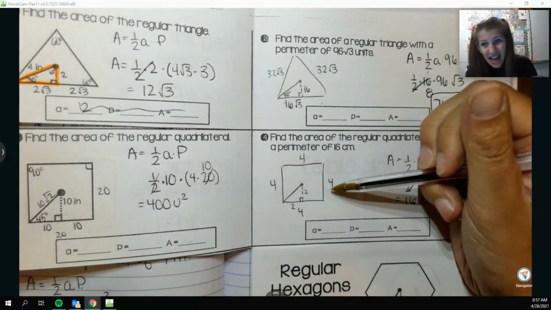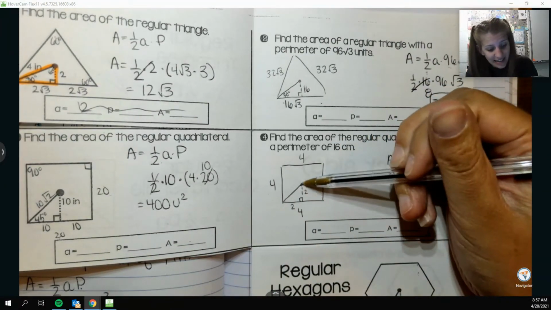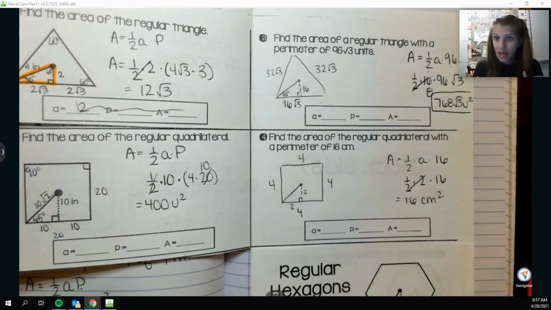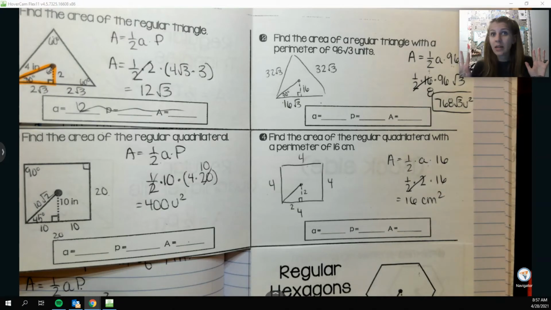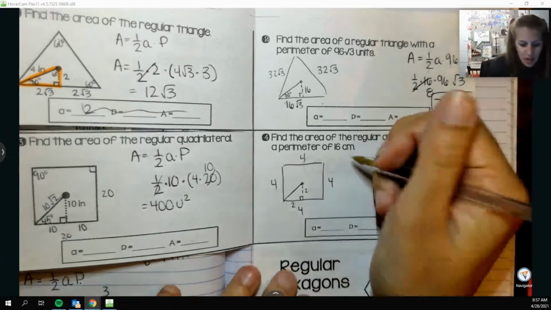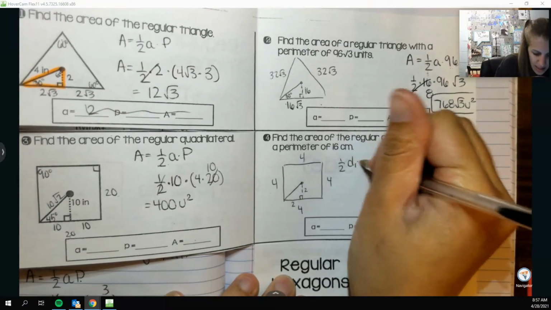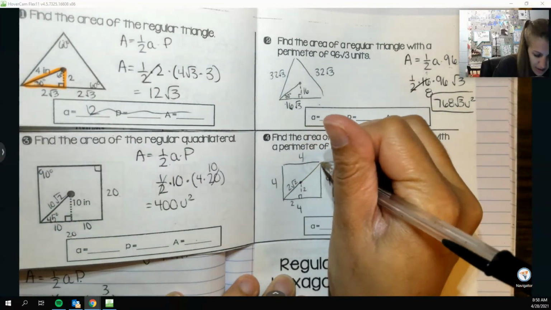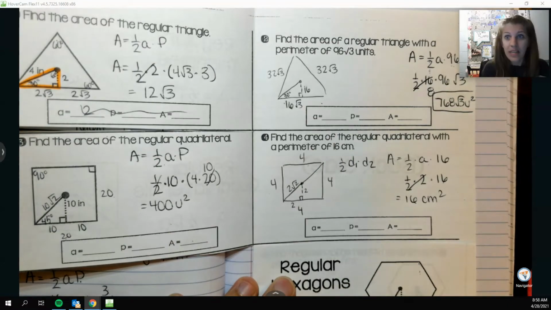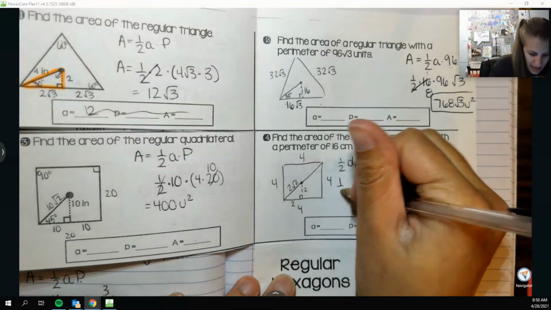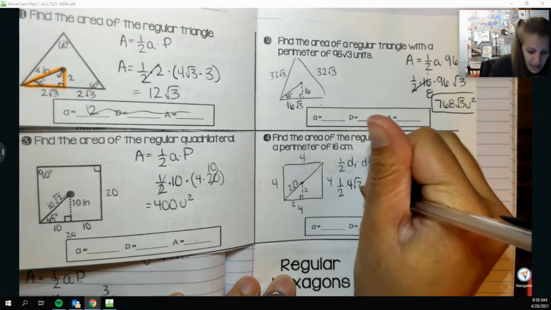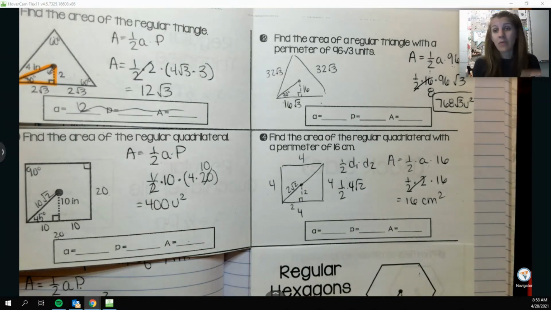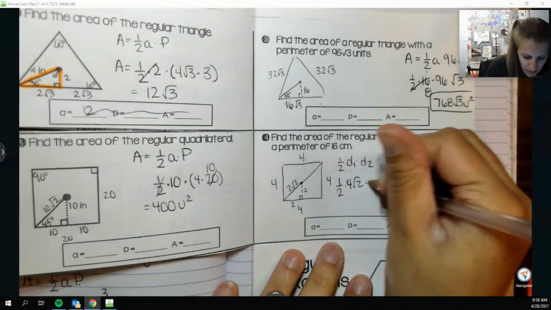Your apothem is just half the side length, because it's right in the center. So on either side, it's got to be 2. Also, a square is a rhombus, so I could do half d1 times d2. And I know that the diagonal here is 2 root 2, but the full diagonal is 4 root 2. So half of 4 root 2. The other one will be the same because a square is a rectangle and rectangles have the same diagonals.